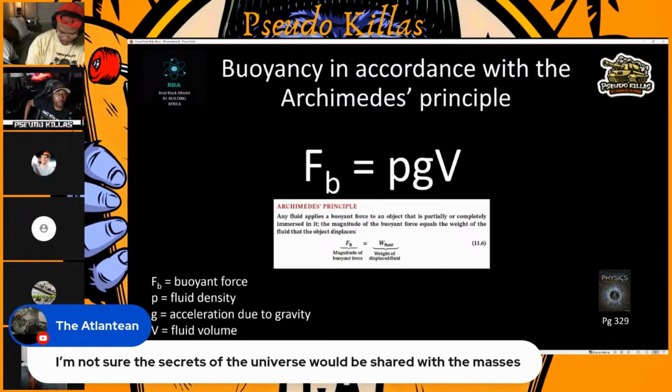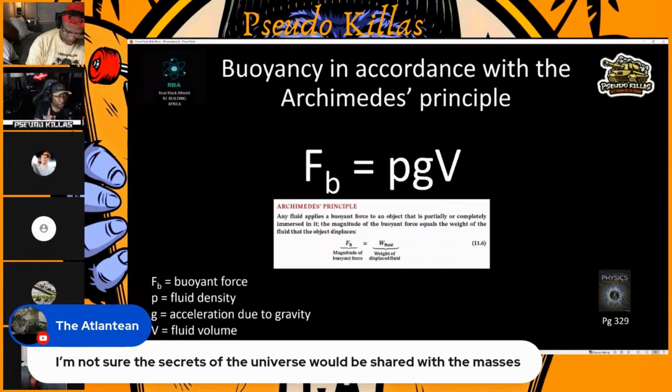I'll give you an example. Take a beach ball. Blow it up with air. You submerge it in a swimming pool. Everybody knows that you feel a buoyant force, that there's a force that's pushing that beach ball back up to the surface of the water. That's that upward force, the buoyant force.